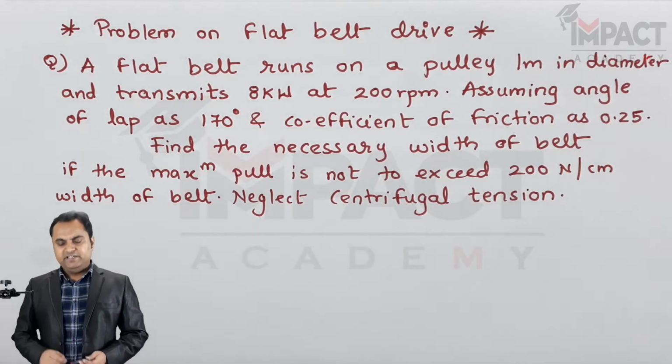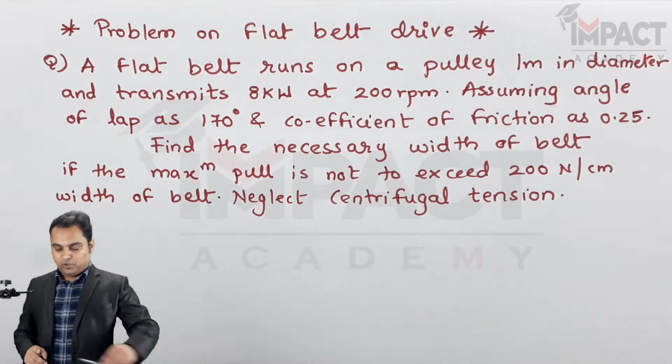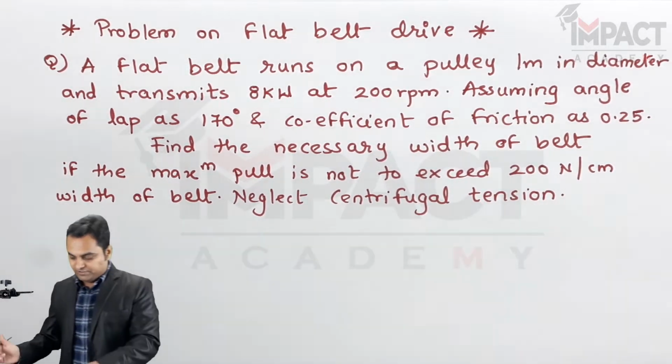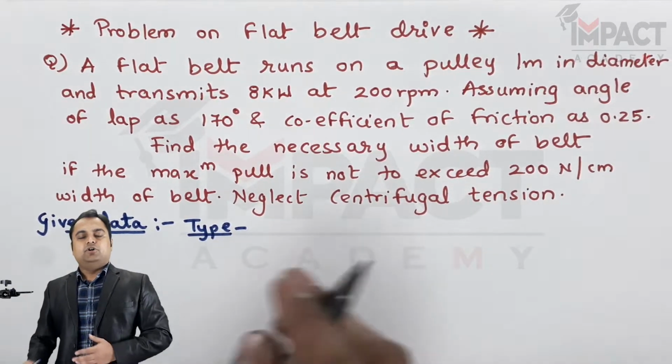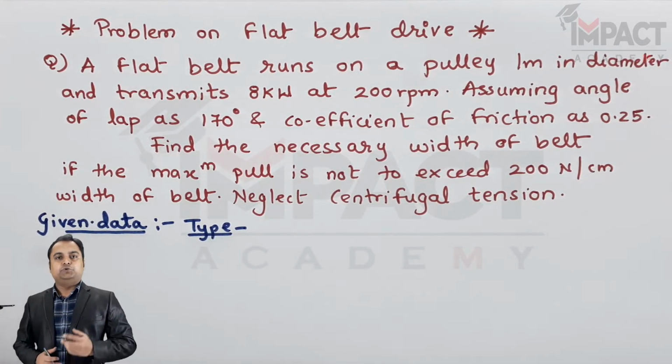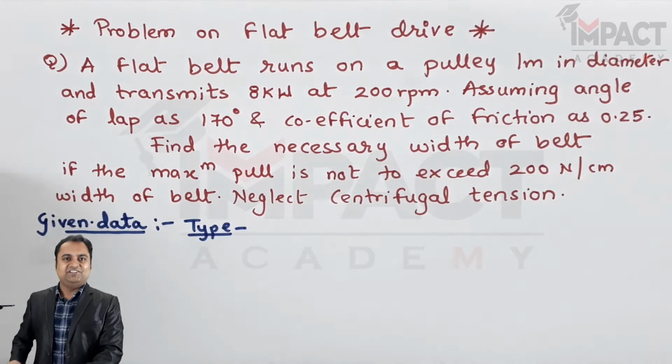Now I'll be reading this question again in steps and write the data before we start solving the problem. So the first step would be to write the data. Now in the data, mention the type of drive, because we are having problems related to chain drive, then related to rope drive, related to V belt, and this problem belongs to flat belt. So I'm mentioning the type here.